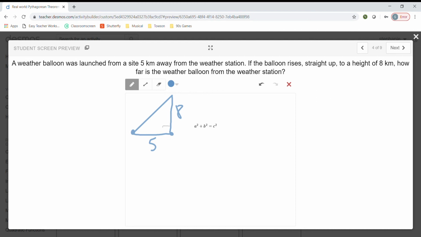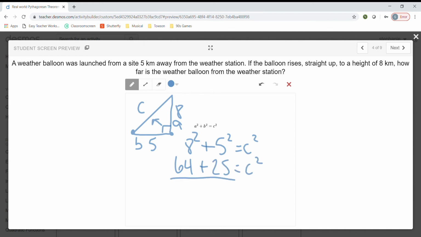So here's where our right angle is going to be. Across from the right angle is always the letter C. A is up and down, B is side to side. So we can then substitute into our equation. A, we said, was 8 squared plus B, which is 5 squared, equals C squared. So we can then do our math, and 8 times 8 is 64. 5 times 5 is 25.